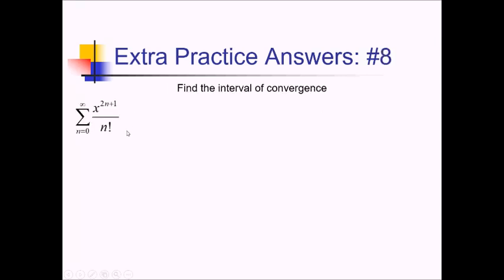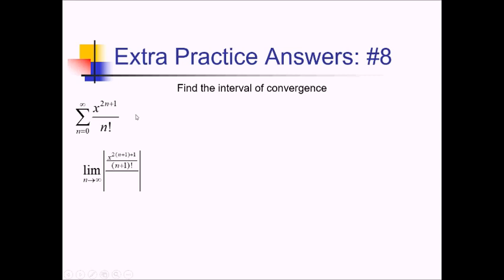To find the interval of convergence for this one, we're going to have to use the ratio test, since this is not a geometric series. So I have the limit as n approaches infinity of the absolute value of the n plus 1th version of this. So that's x to the 2 parentheses n plus 1 over n plus 1 factorial, which we'll clean up a little bit in a minute.